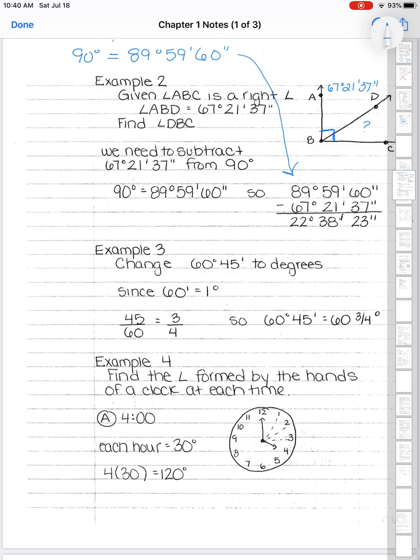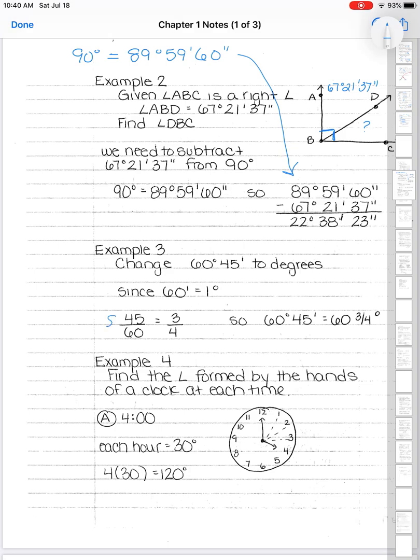All right, let's do one more of these, and then I'm going to stop, and I'll do part 2 in a separate video. So now we're going the other way. We're going to change 60 degrees and 45 minutes to degrees. So we're going backwards. When we expanded and stretched it a little further, we were multiplying. When we go backwards, though, we're actually going to be dividing.